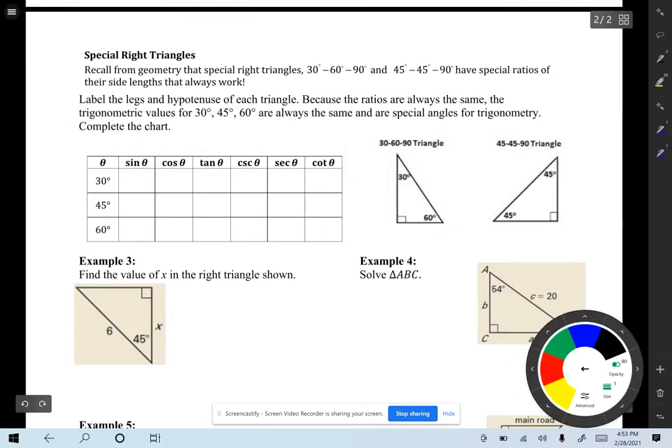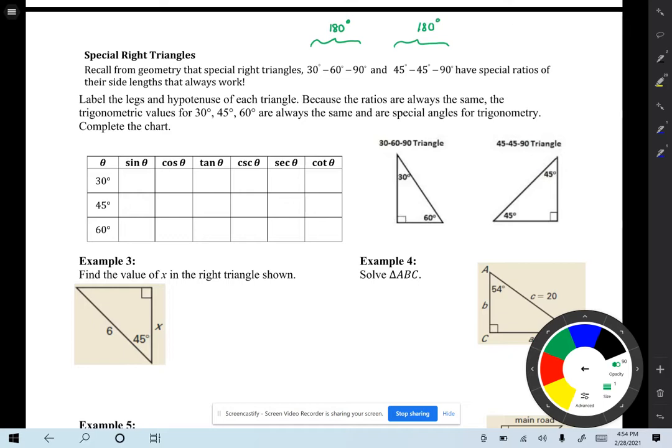Second page, again, throwing back to geometry: special right triangles. Recall from geometry that special right triangles are 30, 60, 90, because remember the 3 angles in a triangle add up to 180, always. Same with 45, 45, 90. Those 3 angles add up to 180 degrees. They have special ratios of their side lengths that always work. I am going to show you how to label a 30, 60, 90 first, and then I'll show you how to label the 45, 45, 90.